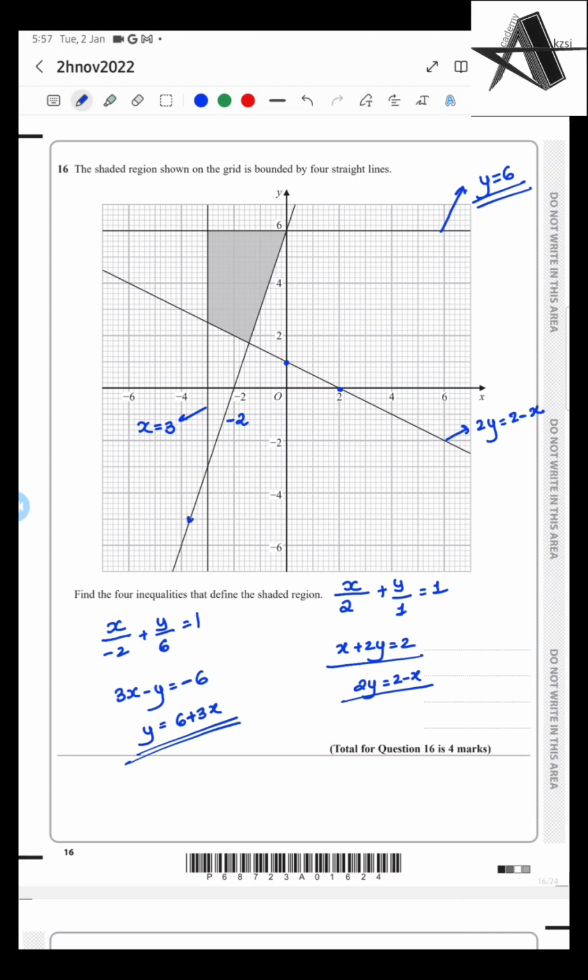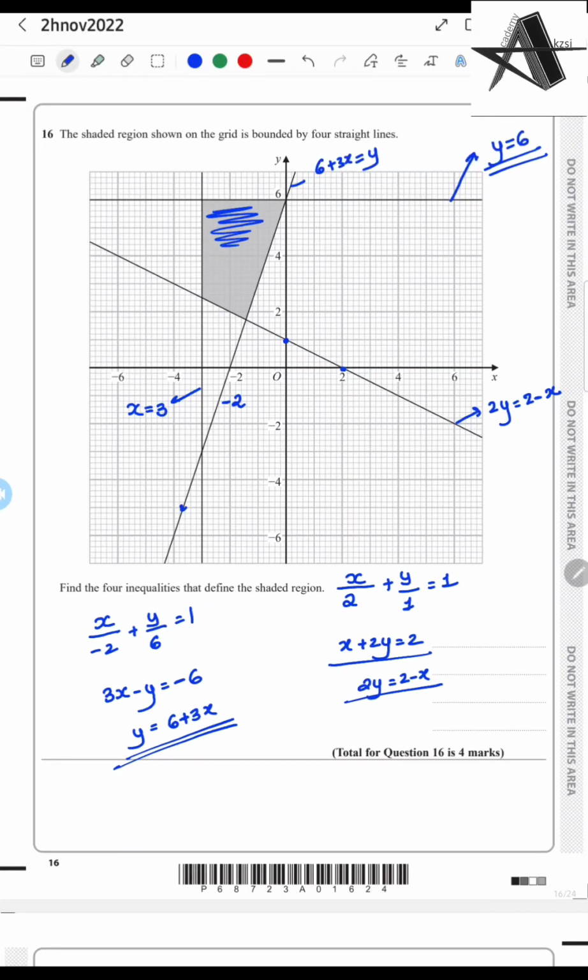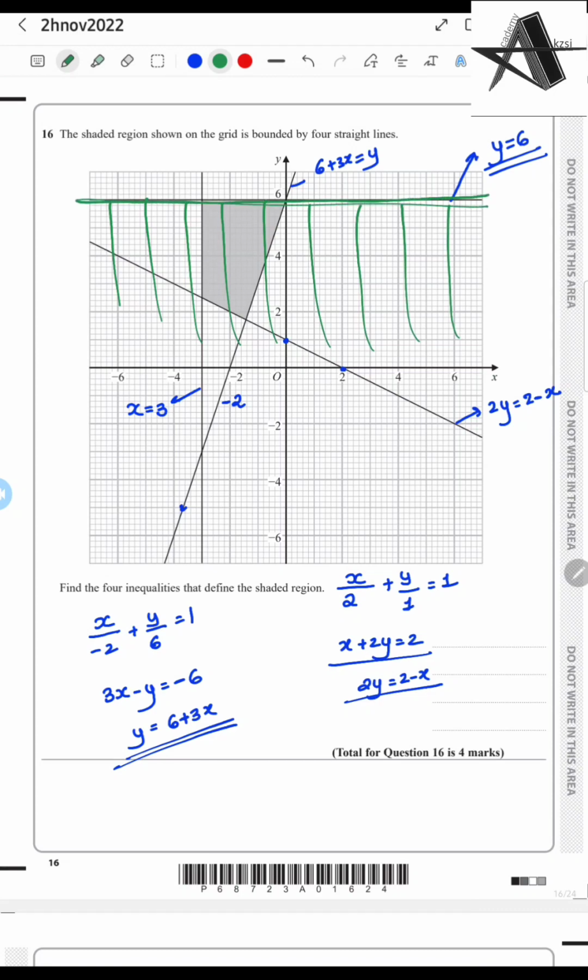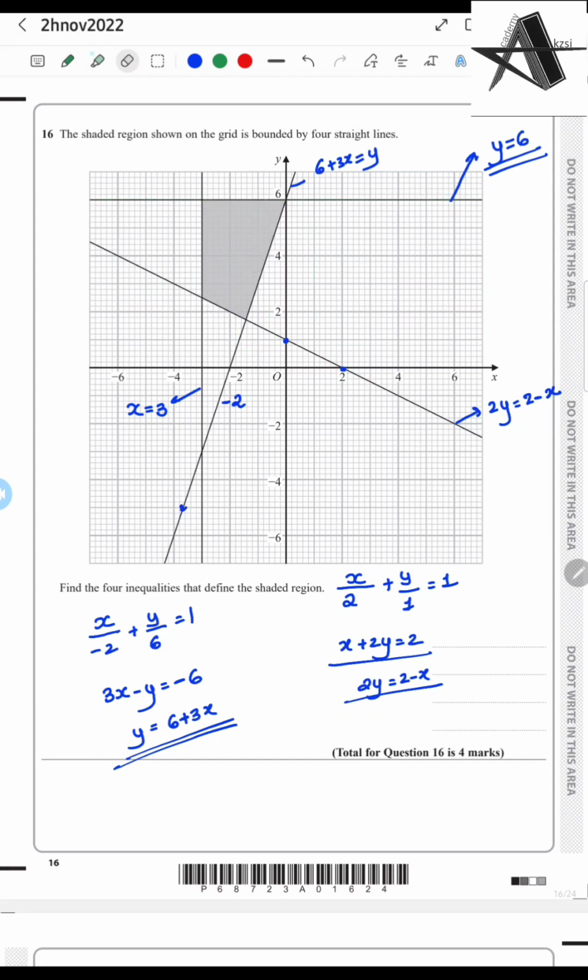Then we have to write the inequality. We have to see which one is greater or smaller. The shaded region is this. Obviously, the shaded region is down below. So y should be lesser than 6, or lesser than or equal to, because there is a solid line. That's why lesser than or equal to 6. So the inequality is y is less than or equal to 6.